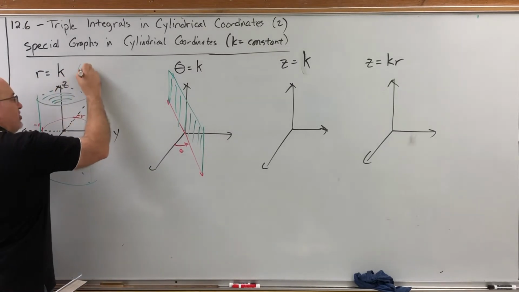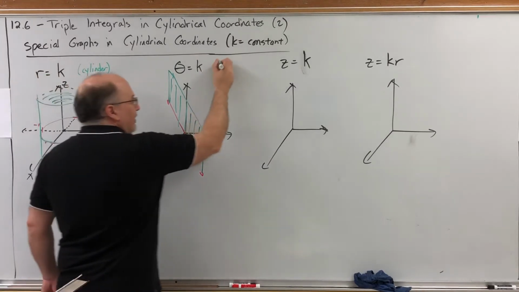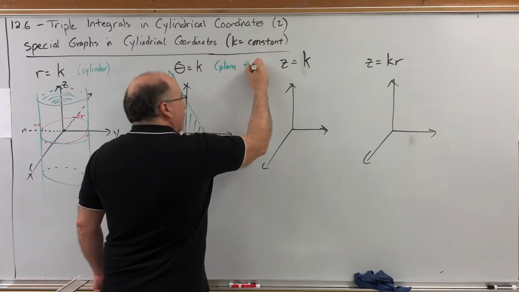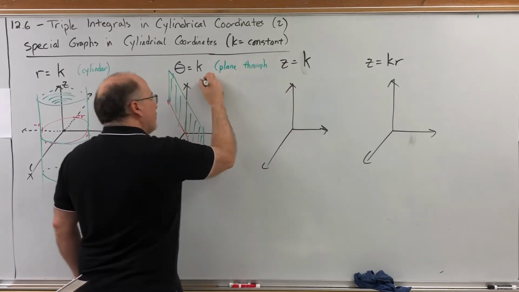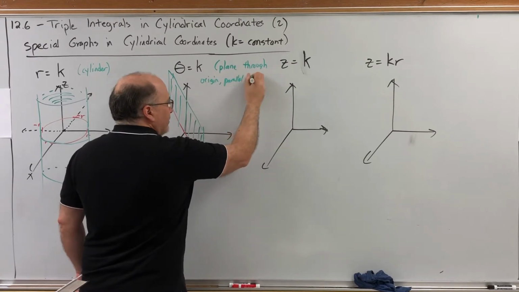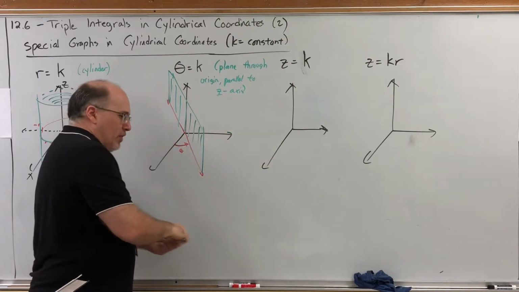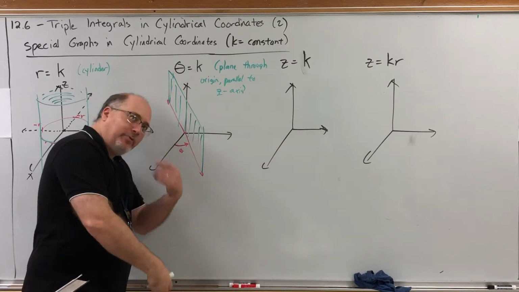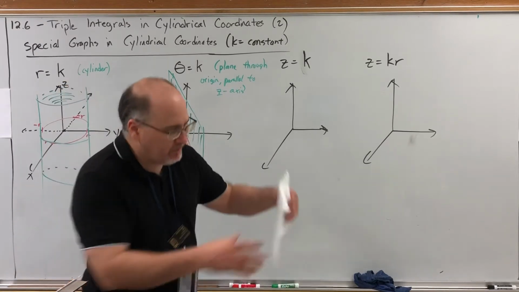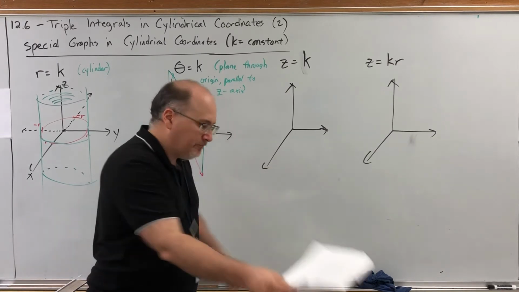And I meant to write this back over here. r equals k is a cylinder. Theta equals k is a plane. And let's be more descriptive. It's a plane through the origin, parallel to the z-axis. Because at any point in the xy plane, you can go straight up or down, and that line would be parallel to the z-axis. So if you can just imagine a plane like this, it's just rotated whatever the angle theta is.